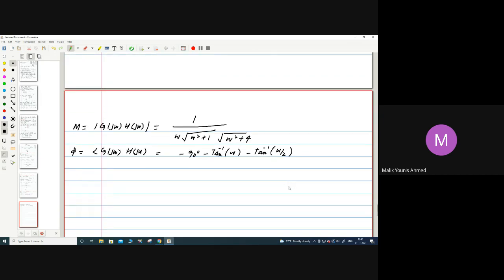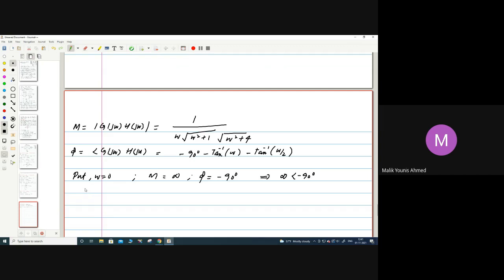Now here again we are going to find two points. Put omega equal to 0. What we are going to get is magnitude infinity. Then phi will be minus 90, since tan 0 is 0. So that is minus 90 only. So what is the point we have to draw here? The point is infinity at an angle of minus 90 degrees.